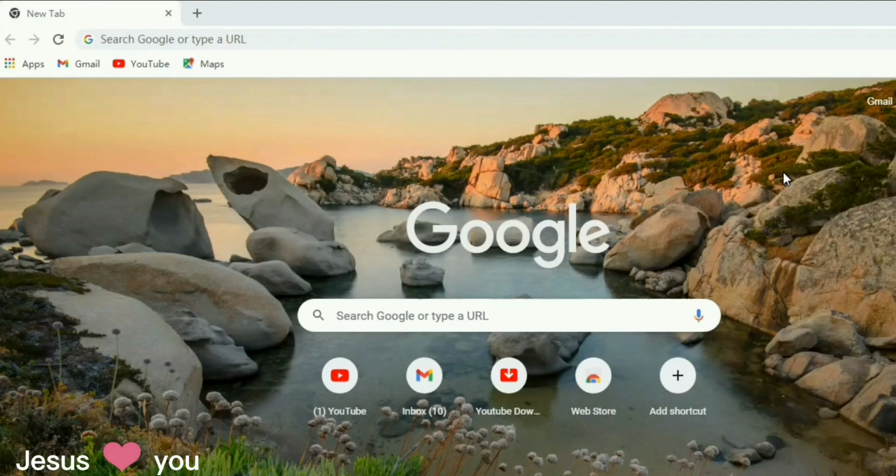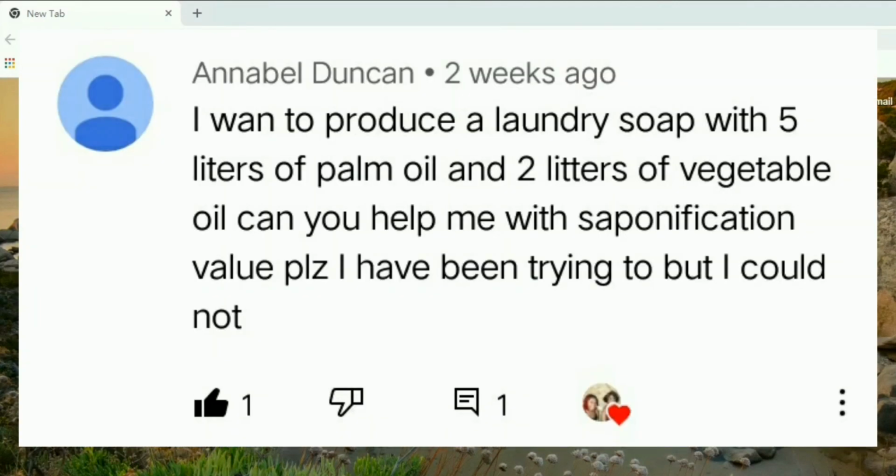First, we're going to be looking at the specific soap that was requested, and it says, I want to produce a laundry soap with 5 liters of palm oil and 2 liters of vegetable oil. Can you help me with the saponification value, please?